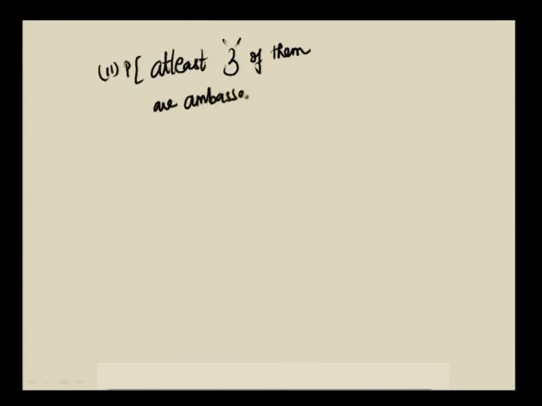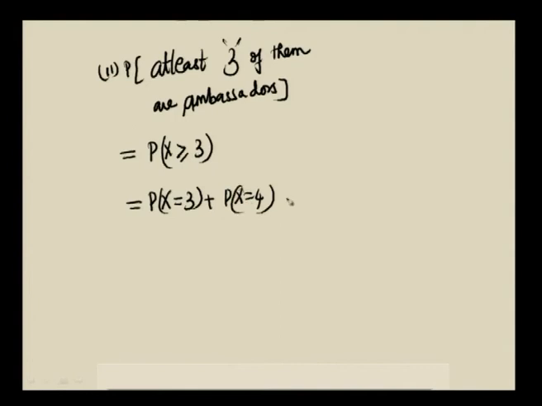So, the probability that at least 3 of them are Ambassadors is equal to P of x greater than or equal to 3. How many cars are there in the workshop? Only 5 cars. So, when you allow the value of x to go beyond 3, it is P of x is equal to 3 plus P of x is equal to 4 plus P of x is equal to 5.